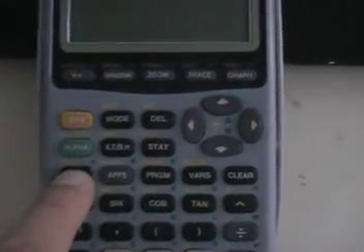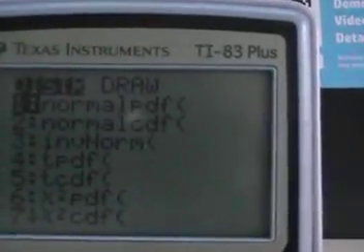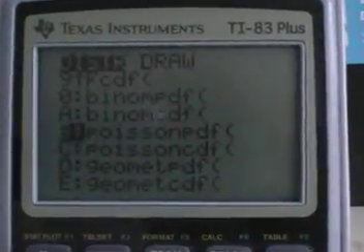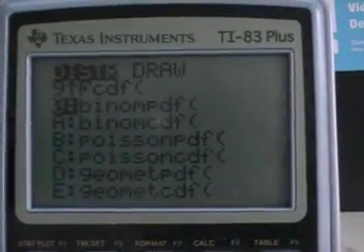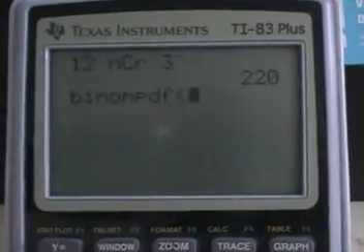I just did one with math. This one is second vars, and that's where the normal CDF is that we use a lot too. But if you up arrow, you'll see binom PDF and binom CDF near the bottom of all the choices. For this problem, since it says exactly 3, I'm going to choose binom PDF.